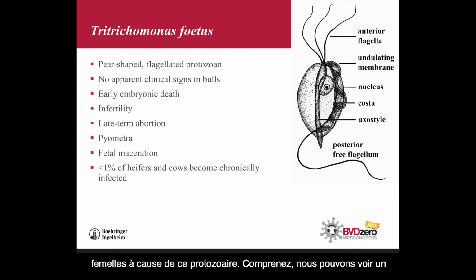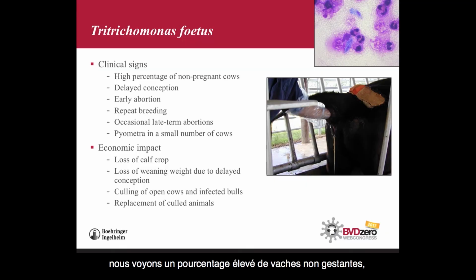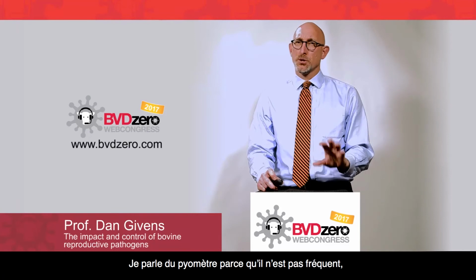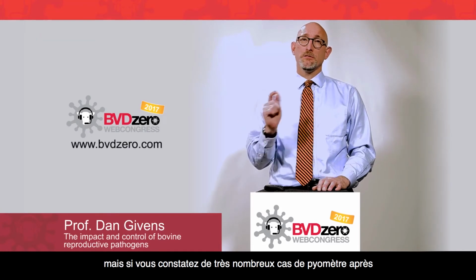When we look at the clinical signs, we'll see a high percentage of non-pregnant cows, we'll see a delayed conception, early abortion, repeat breeding, occasional late-term abortions, pyometra in a small number of cows. The reason I bring up pyometra is because it's not commonly seen, but if you see very many pyometras occurring after breeding, certainly in a beef herd, Trichomonas fetus needs to be very high on your differential list and needs to be a significant concern in that situation.